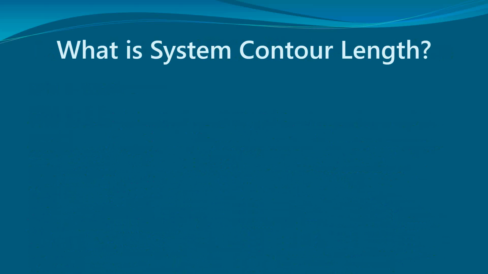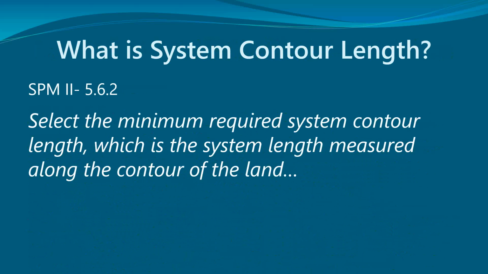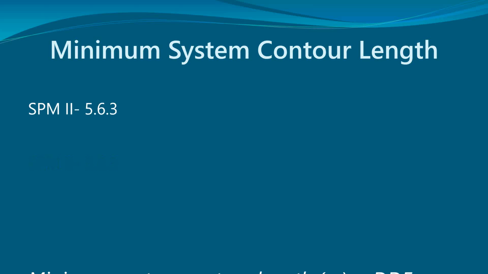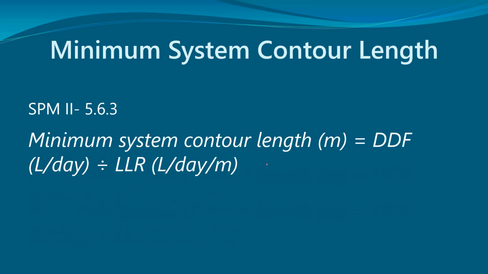More on that later. So, system contour length. Select the minimum required system contour length, which is measured along the contour of the land. Right? So again, if the system needs to be 100 feet long, it needs to be 100 feet long from beginning to end along a level contour of the land. And there's how we work out minimum system contour length: DDF divided by the linear loading rate.